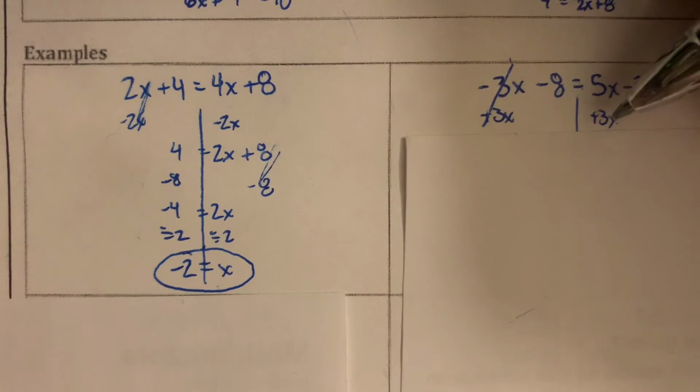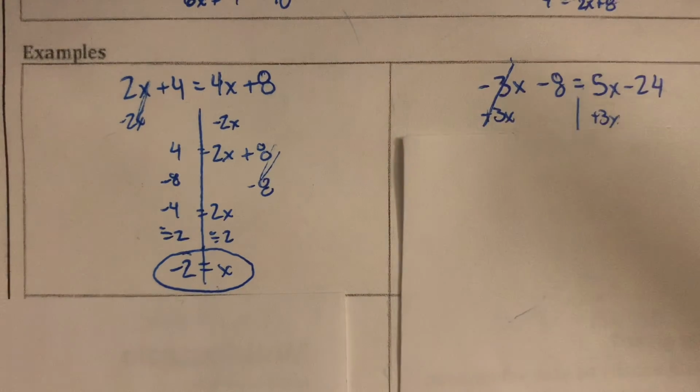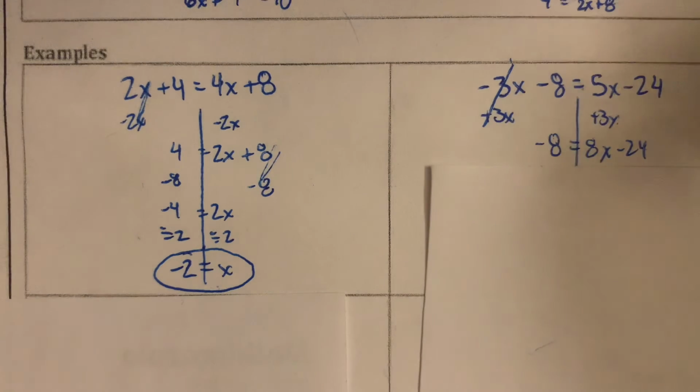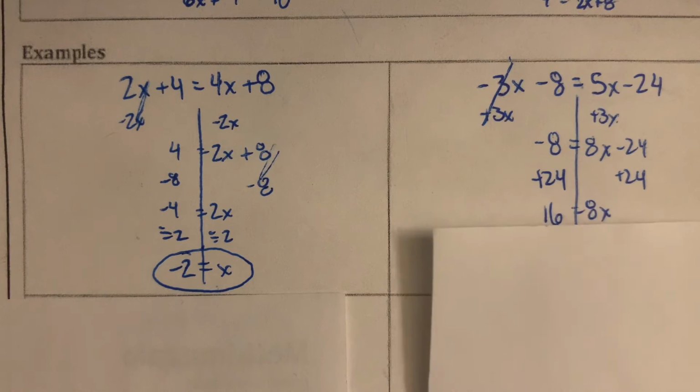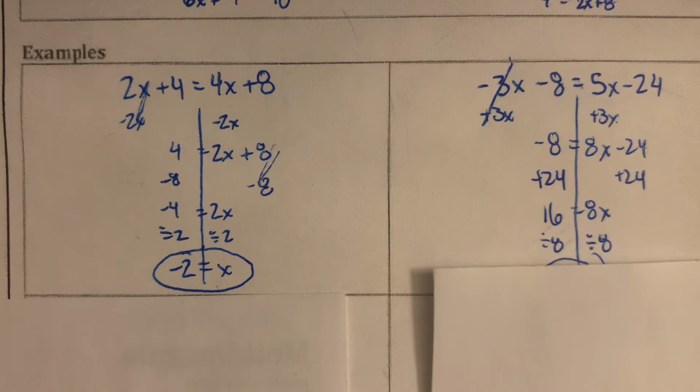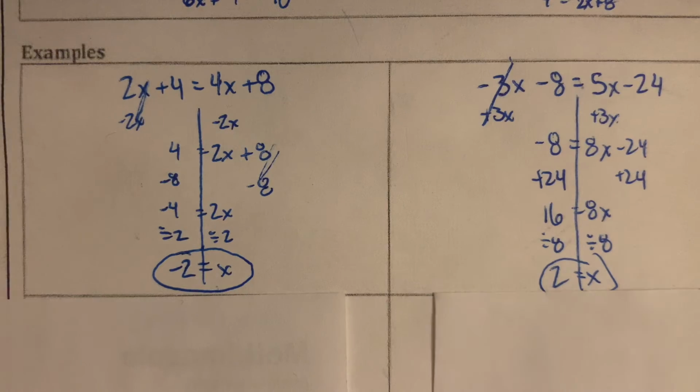Bring down the negative 8. We write the 3x under the 5x, not under the negative 24, because we're combining these ones. Bring down the negative 8. Negative 8 equals 5x plus 3x is 8x minus 24. Add 24 to both sides. 16 equals 8x. Divide by 8. We get 2 equals x.